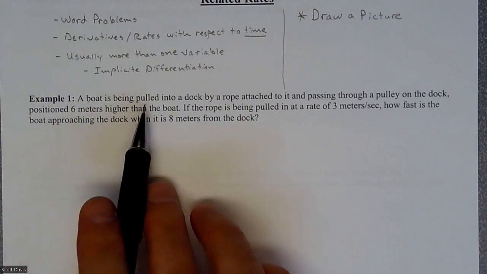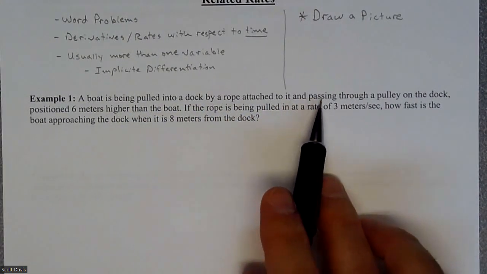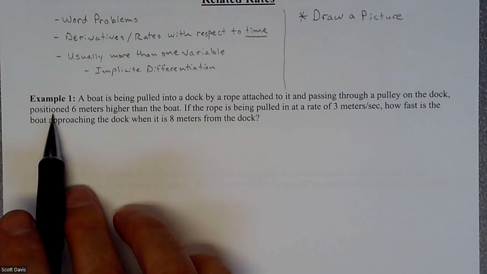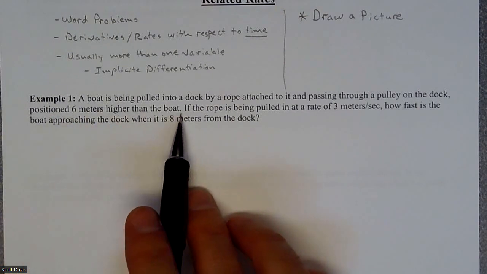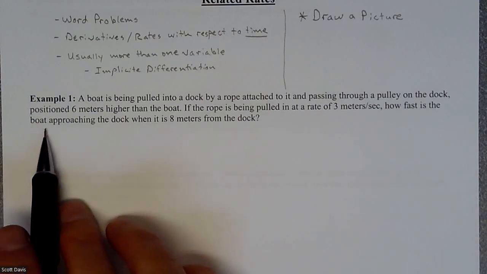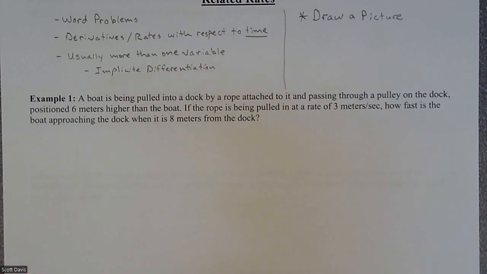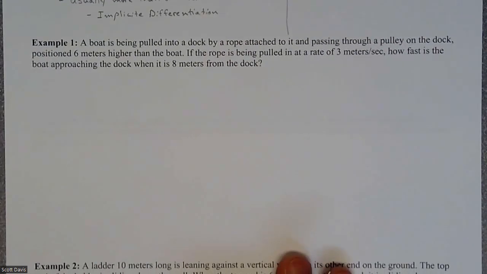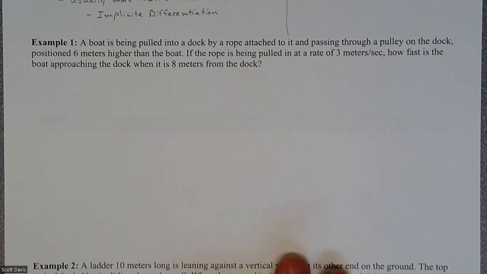So it says a boat is being pulled into a dock by a rope attached to it and passing through a pulley on the dock, positioned 6 meters higher than the boat. If the rope is being pulled at a rate of 3 meters per second, how fast is the boat approaching the dock when it is 8 meters from the dock? All right, so let's draw ourselves some sort of a picture to it.